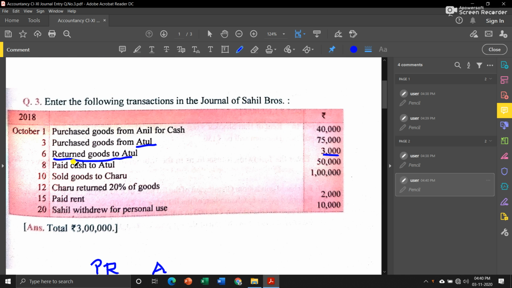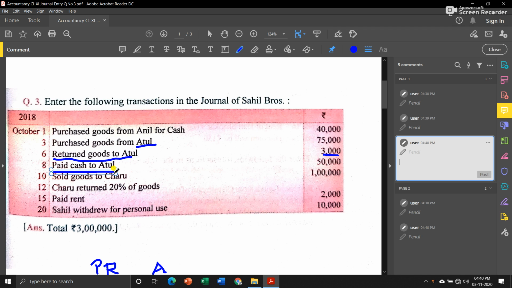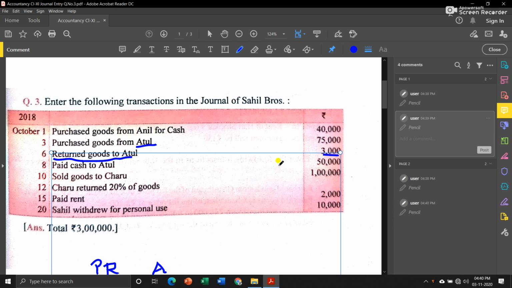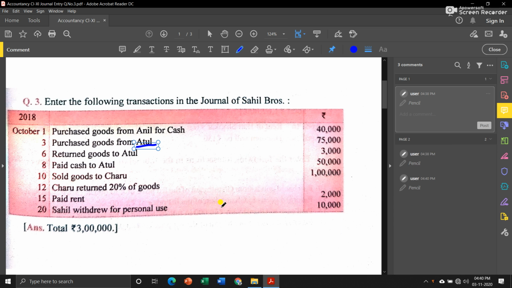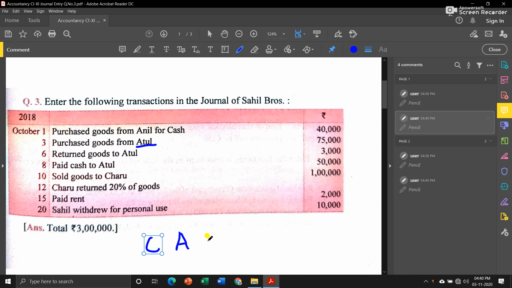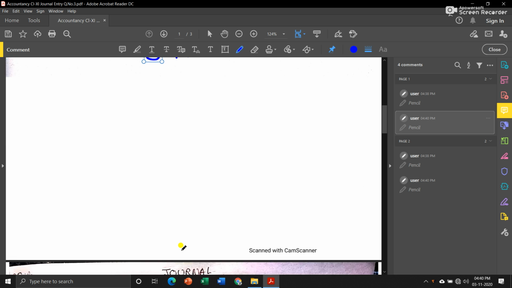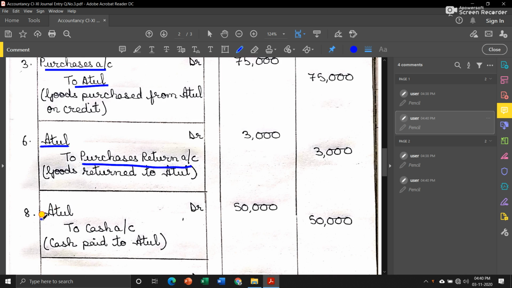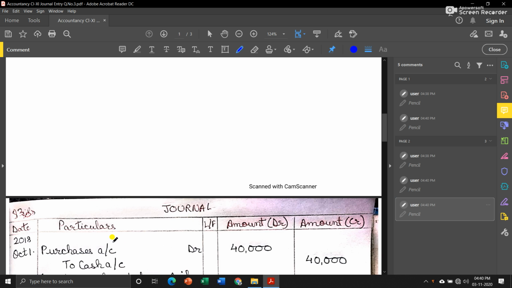Now next is paid cash to Atul. We have paid some cash to Atul. Now in this transaction the two accounts involved are cash account and Atul account. So Atul, he is receiving cash, so his account will be debited because the rule is debit the receiver, and cash is going out from the business, so we will credit cash account here. Atul debit to cash account rupees 50,000, and we wrote cash paid to Atul.